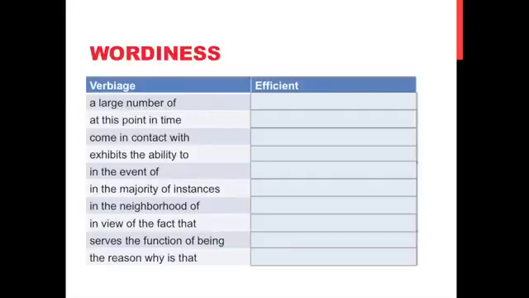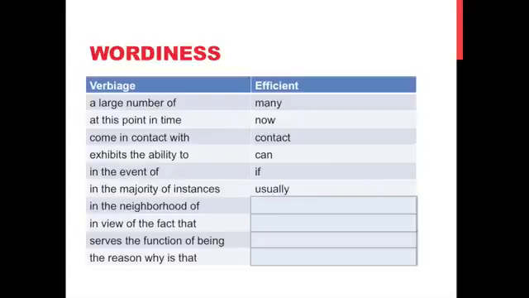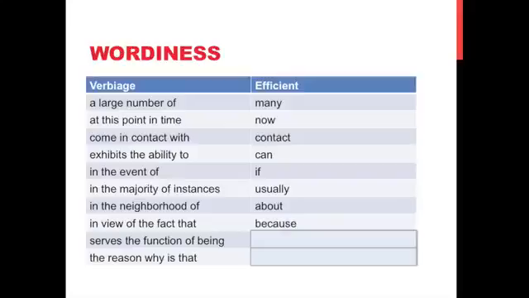Okay, so here's some wordiness. I see this all semester. We're just going to go through a few examples. You read the left and try to decide what would be a more efficient way of saying that. A large number of. How about many? At this point in time. No? Come in contact with? Yep. Exhibits the ability to. In the event of. In the majority of instances. In the neighborhood. In view of the fact that.